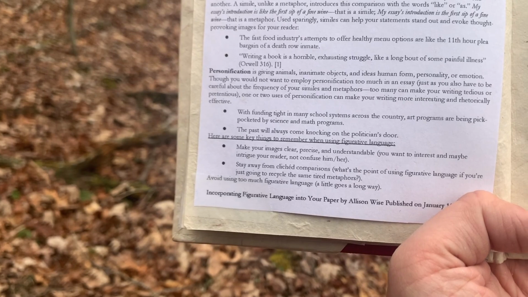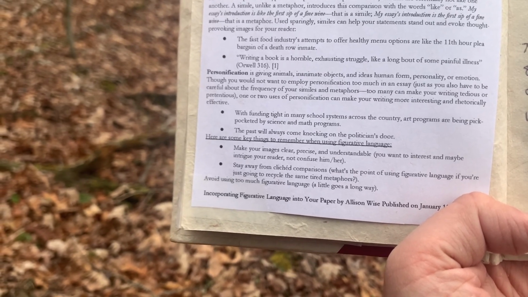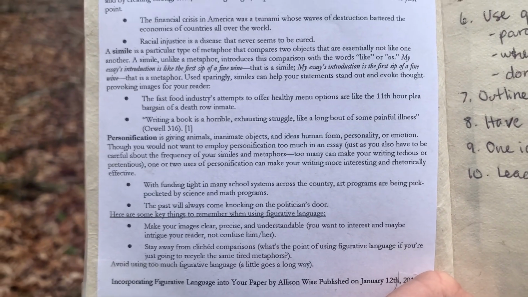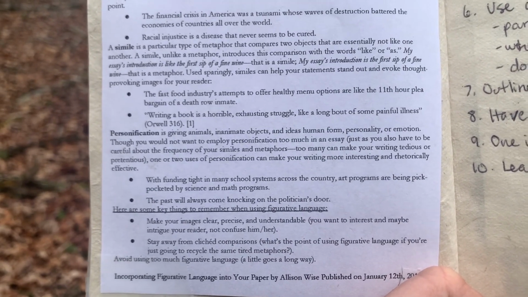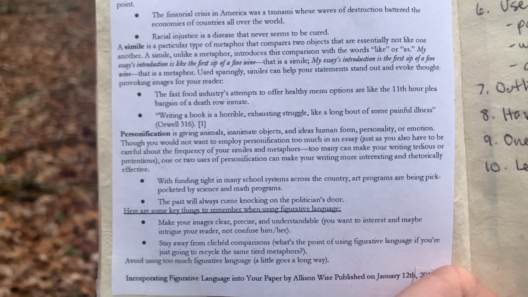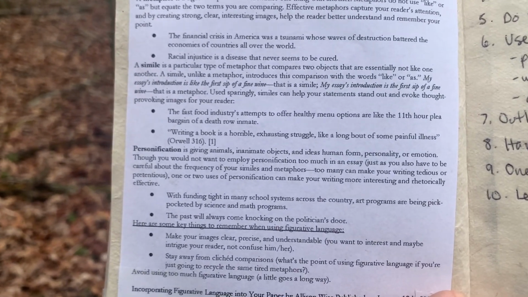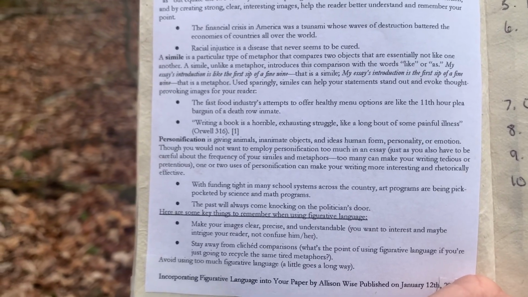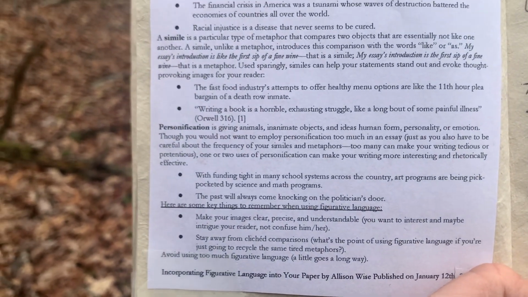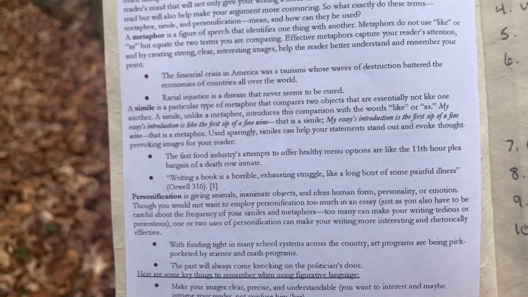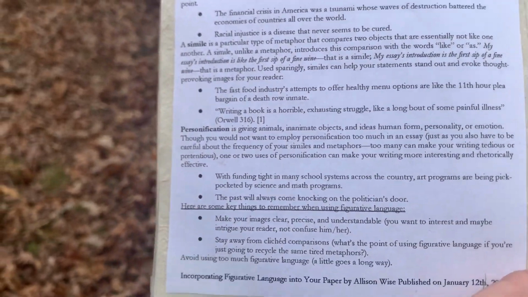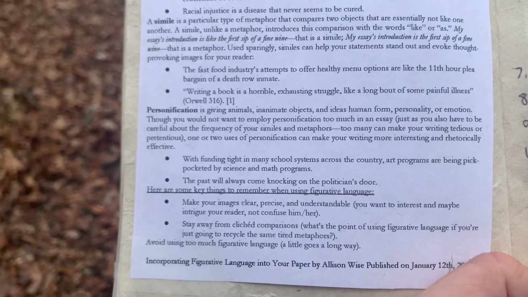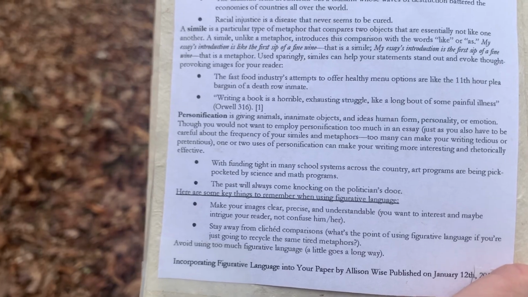Use these sparingly. Similes can help your statement stand out and evoke thought-provoking images for your reader. Fast food industry's attempts to offer healthy menu options are like the 11th hour plea bargain of a death row inmate. Or writing a book is a horrible, exhausting struggle like a long bout of some painful illness. Then we've got personification. So that's giving animals, inanimate objects, and ideas human thought or human form, personality, or emotion.